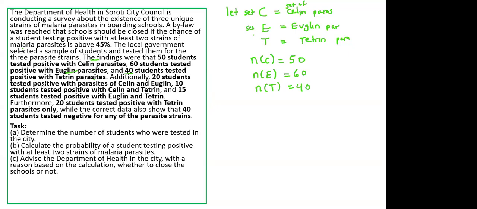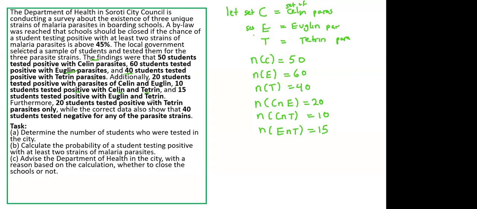Additionally, 20 students tested positive with parasite of C and this. So I will say C and E was equal to 20. 10 tested positive with this and this. So now I will say C and T was equal to 10. And 15 students tested positive with this and this. So I'll say 15 tested this, and this was equal to 15.